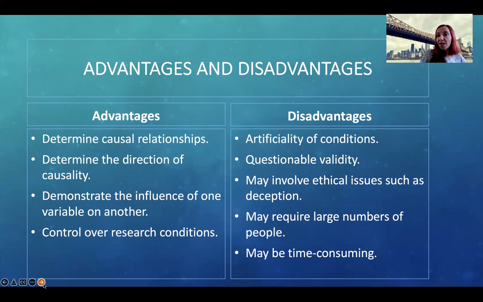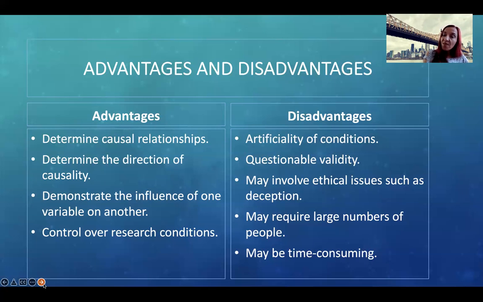So in this case, we could say that as the amount of time spent watching television decreases, the amount of time we spend in the kitchen increases. So we kind of know the direction of this causality. And also another advantage is that we could demonstrate the influence of one variable on another. And we can have control over research conditions.